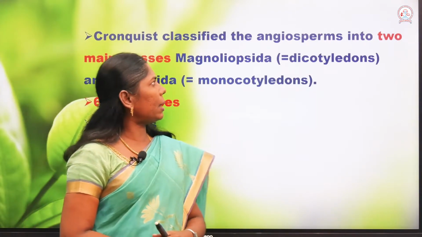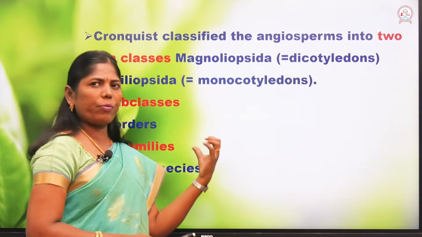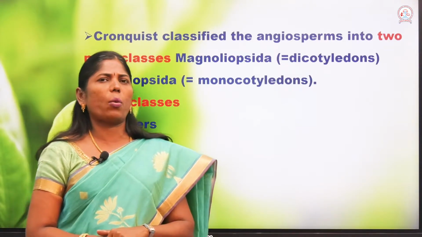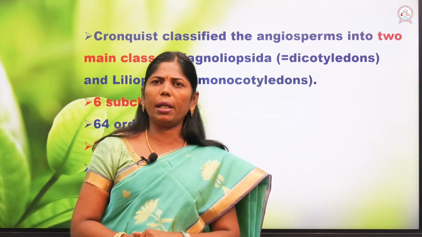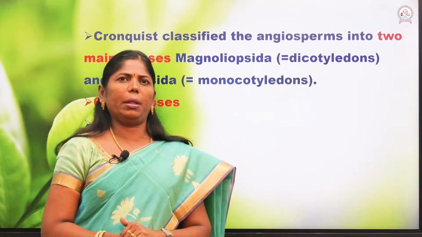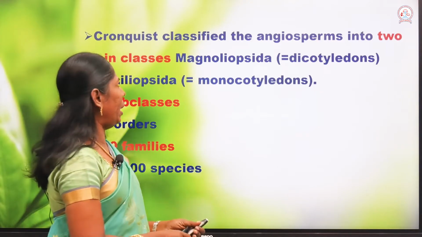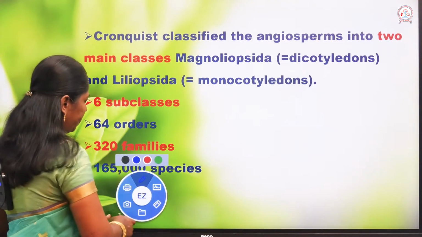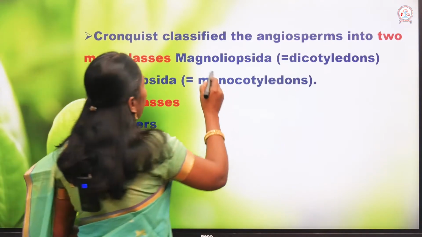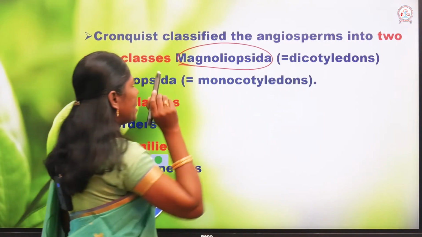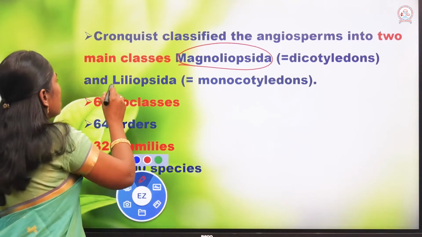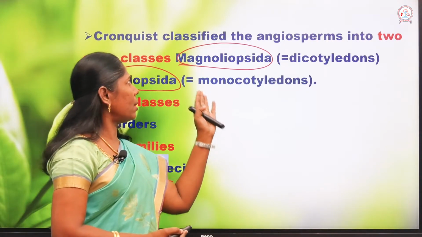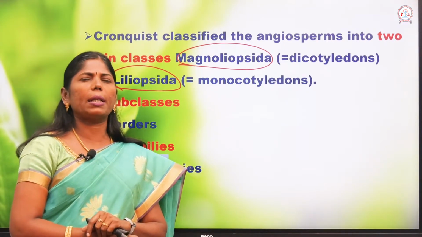Cronquist also classified the angiosperms into two classes: dicotyledonae and monocotyledonae. But instead of the name dicot, he used Magnoliopsida, and monocotyledons are considered Liliopsida. So Liliopsida means monocotyledons and Magnoliopsida means dicotyledons, based on Arthur Cronquist.